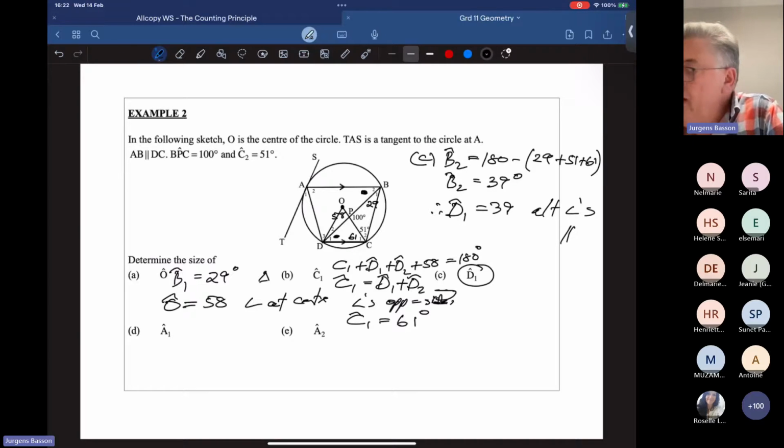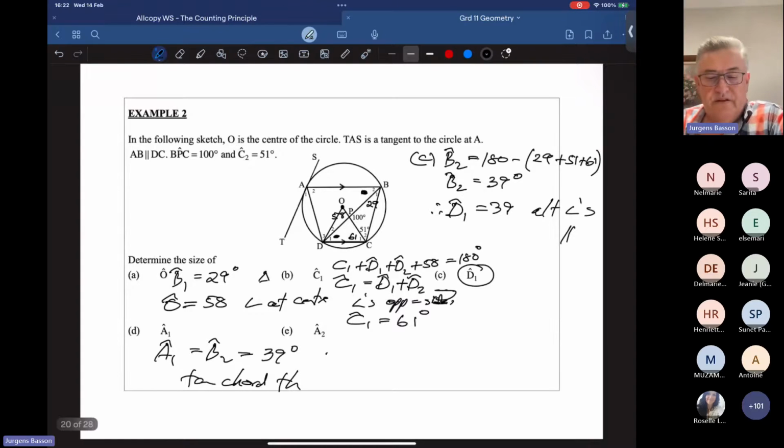Let's look at number D. They ask us for A1. Now, A1, if you look at it carefully, I think it's really quite nice, because A1 is the exterior angle of, so not the exterior angle, the angle between a tangent and a chord equal to the angle in the opposite segment. So A1, we can write it down straight away, because A1 is equal to B2 is equal to 39 degrees. And that is the tan chord theorem. Straightforward.